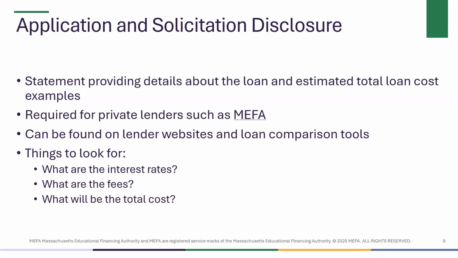Some things to look for, and I'll show you a couple of examples here. What are the interest rates? What is the maximum cost of that loan at that highest interest rate? Are there any fees, hidden fees, fine print fees, such as late payment fees, things like that? And what will be the total cost by repayment option at the lender's highest interest rate? That's really important to know.